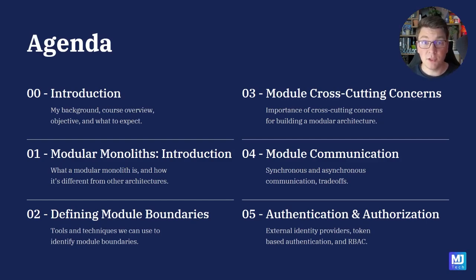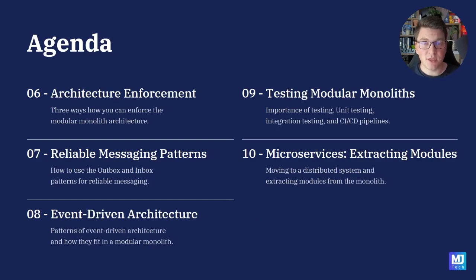In the fifth chapter, we will be talking about authentication and authorization inside of a modular monolith. We're going to introduce an external identity provider and implement token-based authentication and role-based access control. In chapter 6, I'm going to introduce you to 3 ways for how you can enforce your modular monolith architecture. In chapter 7, we will be talking about reliable messaging patterns, and I'm going to show you how to achieve at least once delivery and at least once processing using the outbox and inbox patterns.